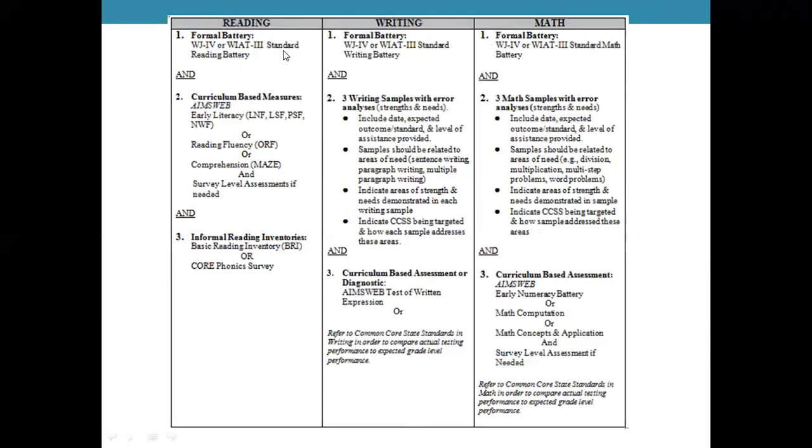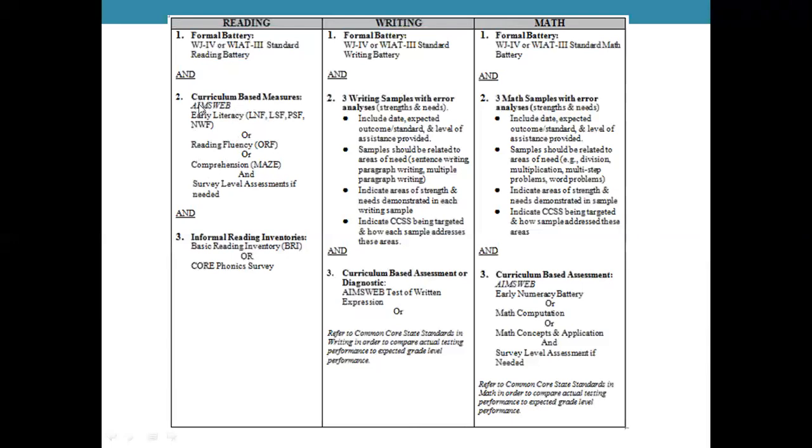So for reading, you're going to give the reading battery from the WJ or the Wyatt, so whatever the standard battery is, and then if there are any extended subtests you want to give, you're free to do so. You're going to select those just based on the student's grade level. In addition to that, you're going to pick one or several CBMs to give.